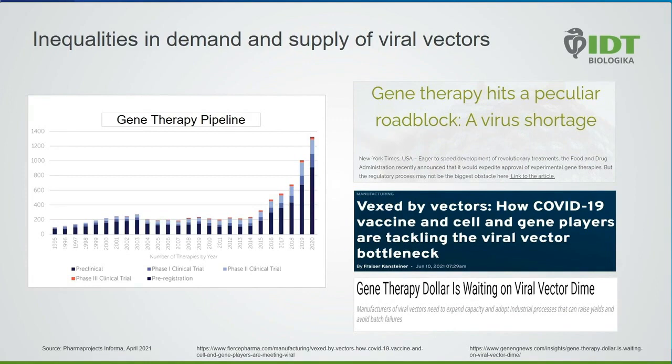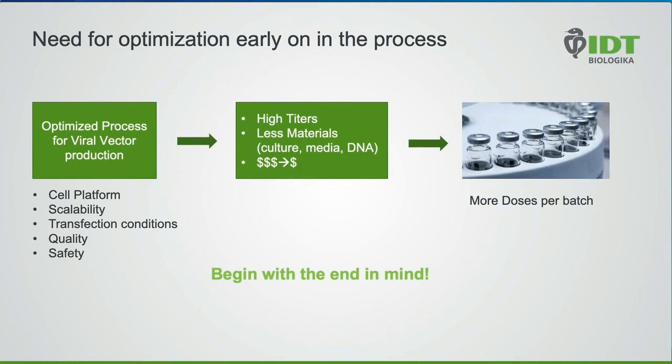So how does one do that? One way is by increasing the manufacturing capacity itself. But the other way is to optimize your process. This kind of optimization needs to be done early on, at the stage of process development, because the farther along you are in the process, the more you are invested in terms of time, money, and resources. So you need to make sure this optimization is done as early as possible. If you're able to optimize such a process, that is going to lead to higher titers, which means a lesser amount of materials is needed, including your culture media and the plasmid DNA, all of which generally tend to increase the cost of production. And an optimized process in turn is going to get you more doses per batch.